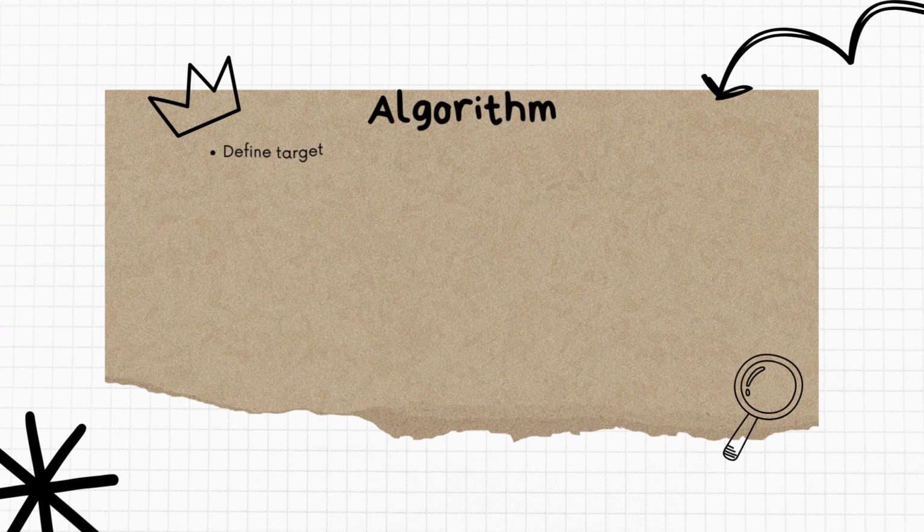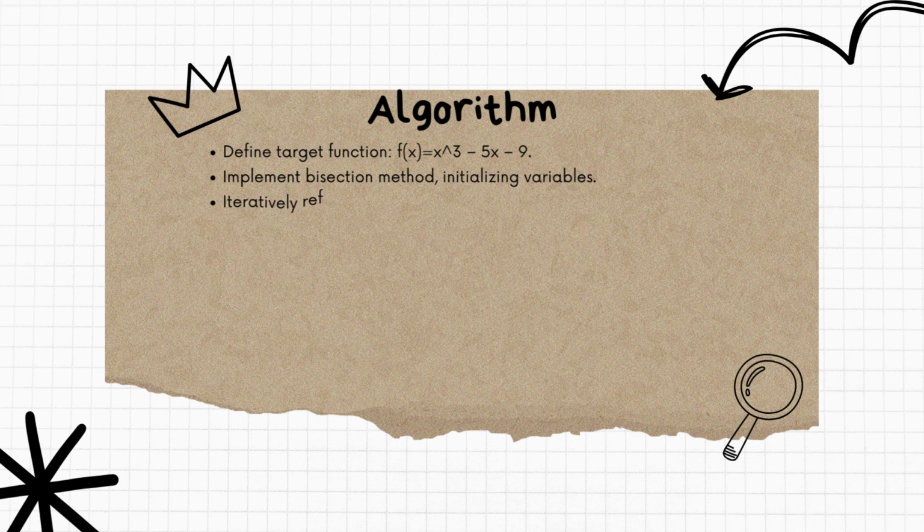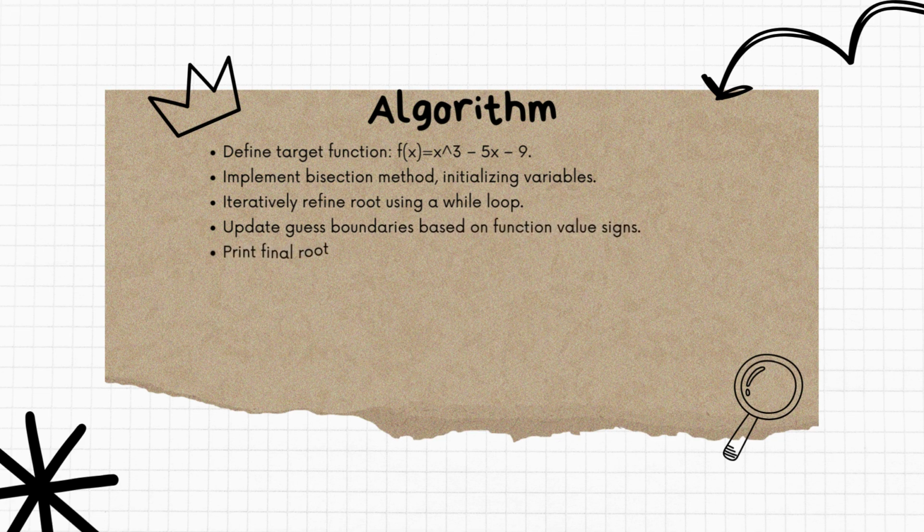Let's break it down. Say we've got a mathematical function x cubed minus 5x minus 9 and you want to find where it equals 0. The bisection method takes a guess and check approach, refining its estimate until it gets close to the actual root. Here's a sneak peek at what goes on.